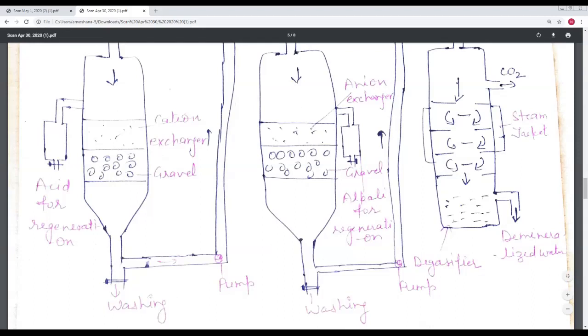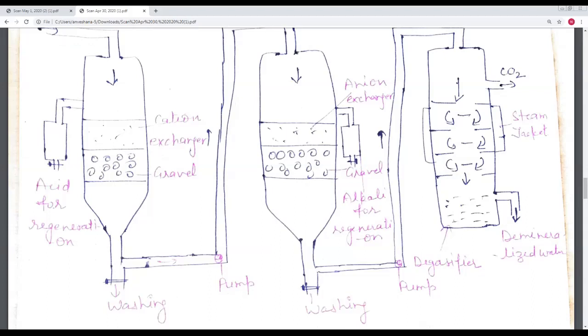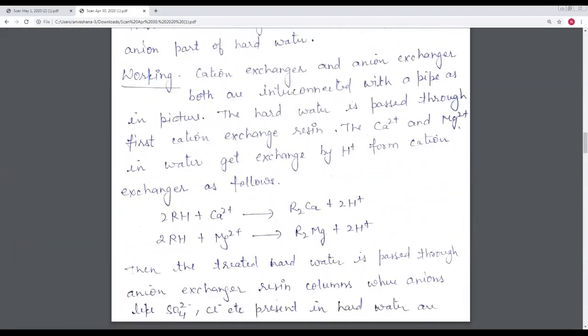Now, when the working process is continuous, after some time the cation exchanger or anion exchanger will become exhausted. So how can we replace them, or how can we wash them? For the washing process, that is the regeneration process, we use acid for the regeneration of the cation exchanger, and we use an alkali for the regeneration of the anion exchanger. Here is the working method, this one.